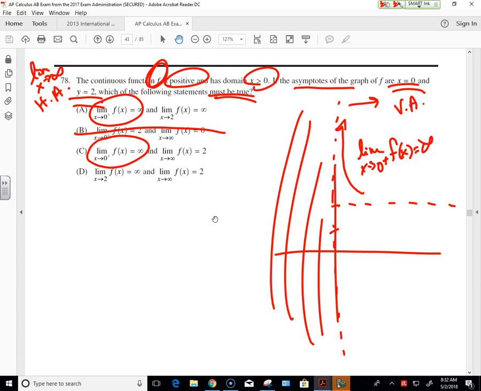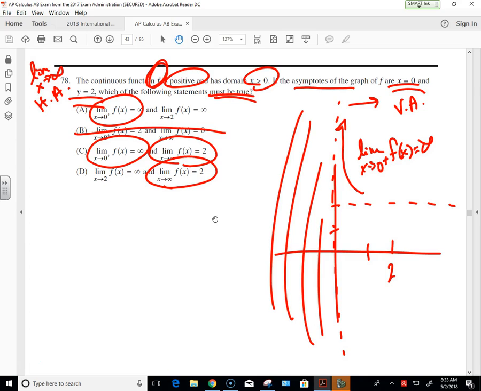Now, as x goes to 2, f of x is infinity. That's correct. As x goes to 2? Yeah, that's the definition of limit. The limit as x goes to 2 is infinity? No, I mean, as x goes to infinity the limit is 2, but not 2. Yeah, as we go to infinity it is 2. Okay, hold on.